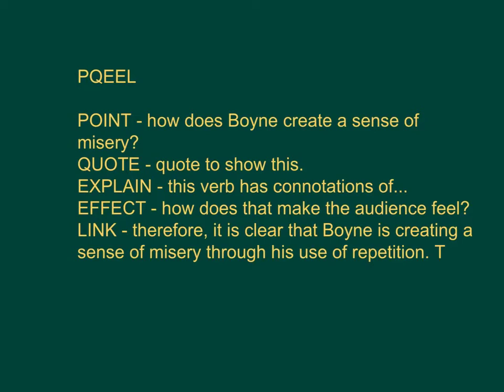So the first thing you need to do is explain your point. Now, this needs to directly answer the question. So the question is, how does Boyne use language to create a sense of misery of the Holocaust? So what you need to do is you need to say how he does that in one point. So you don't need to answer the whole question, you just need to say one way in which he does that. So remember, in the question, it said to look at the language that he uses, and it gave you some examples, didn't it? So it said things like using adjectives, repetition, connectives.